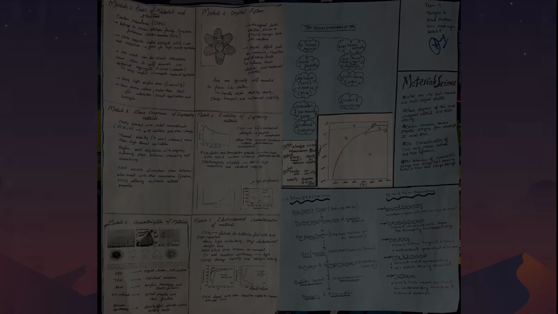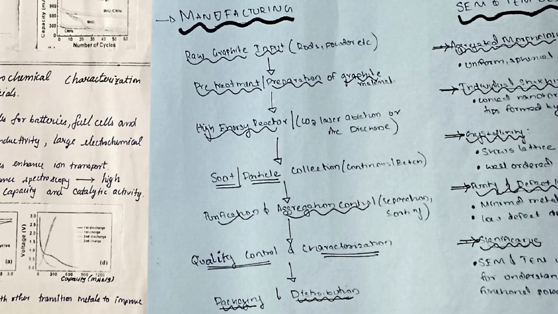Manufacturing. For manufacturing of carbon nanohorns, initially raw graphite is pre-treated or prepared to be fed into a high-energy reactor, which means either CO2 ablation method is carried out or the arc discharge method, as explained before. The resultant soot particle is collected and purified, and their aggregation is controlled. Then they are characterized according to their aggregation and quality, and finally packed as the final product.